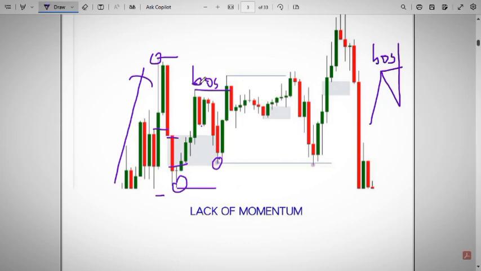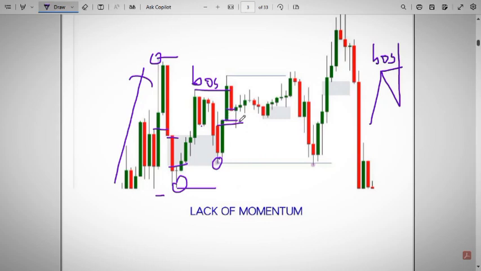We are ranging. Even if we have this break of structure, something that is missing is the fair value gap. We had a fair value gap here, but price came down, filled it, and tapped into this order block. So now someone may say, okay, this is a good point for me to buy using the order block and the fair value gap.